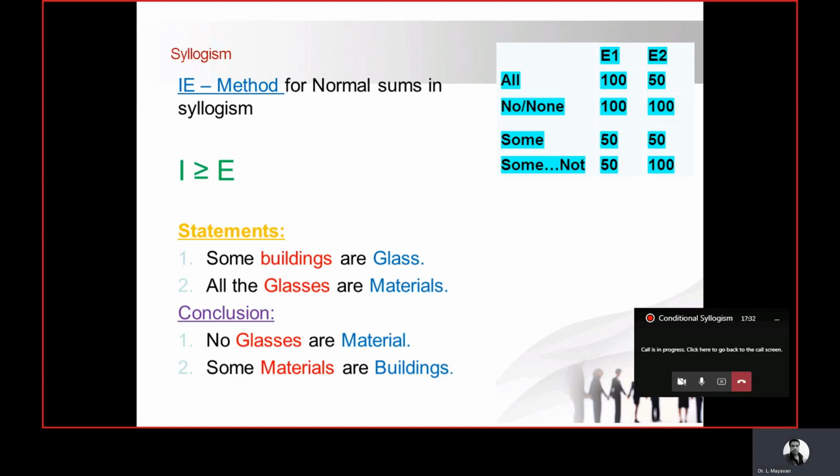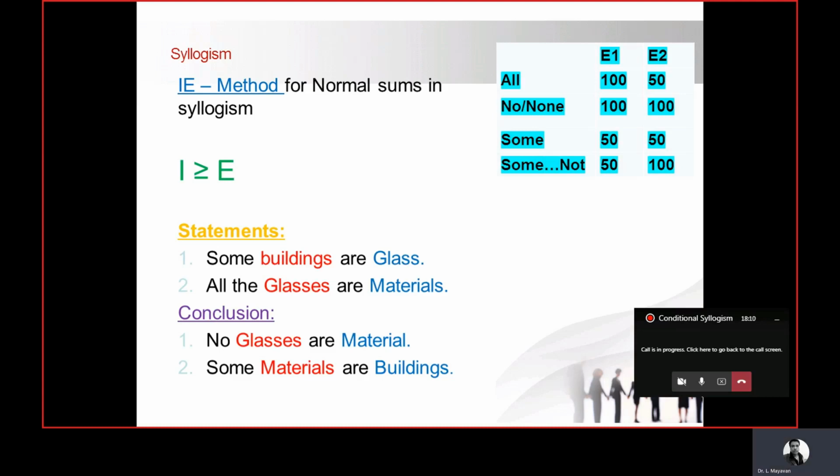Yes. So look at the second conclusion. Some materials are buildings. Value for some is 50 and 50. And what is the value given for materials in the statements? All 50. In the statement material is 50, and in some we have given the value 50. So it can be equal. Both the conclusion and the statement can be equal, or it should be greater or at least equal.